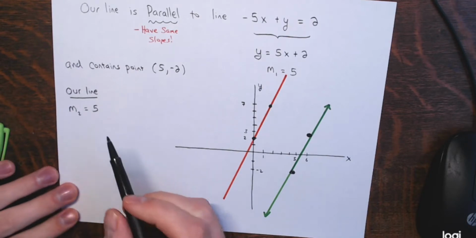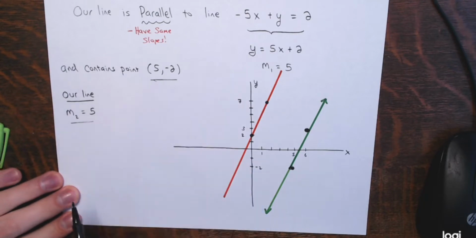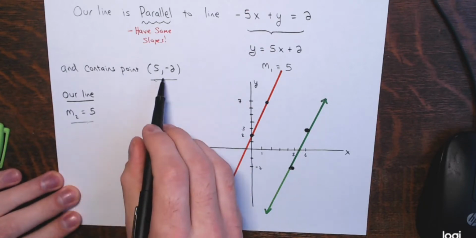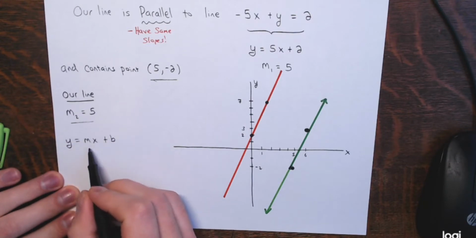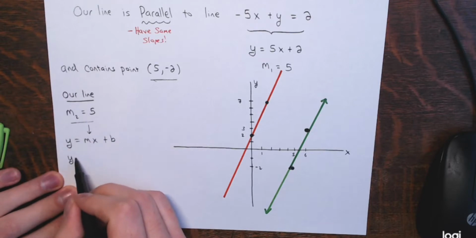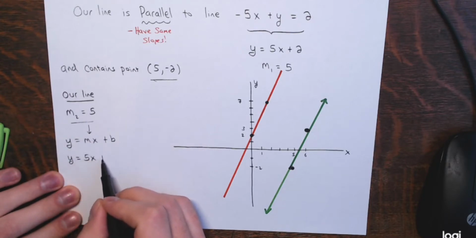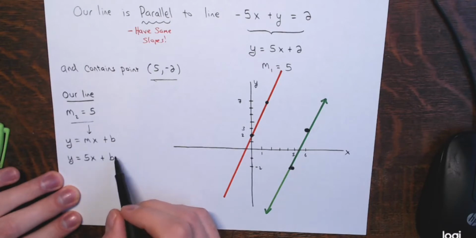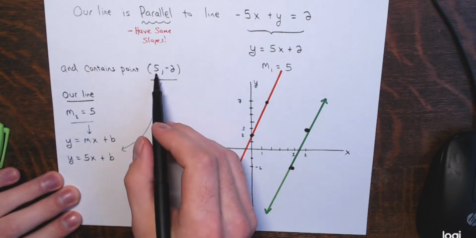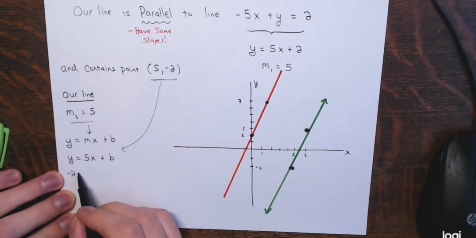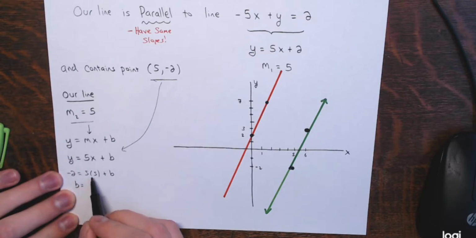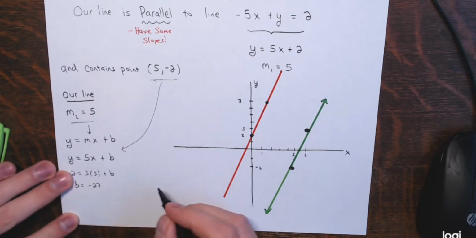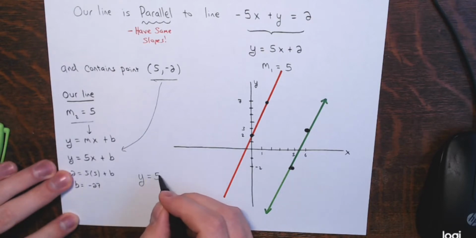And you should know how to write an equation of a line when you know the slope and a point. Right? We have y equals mx plus b. We know the slope is 5, so y equals 5x plus b. And then I can solve for b using this point, right? Replace x with 5, y with negative 2. We have negative 2 equals 5 times 5 plus b. And then b would be negative 27, because this is 25 here, and then I subtract 25. So the equation of our line is y equals 5x minus 27.